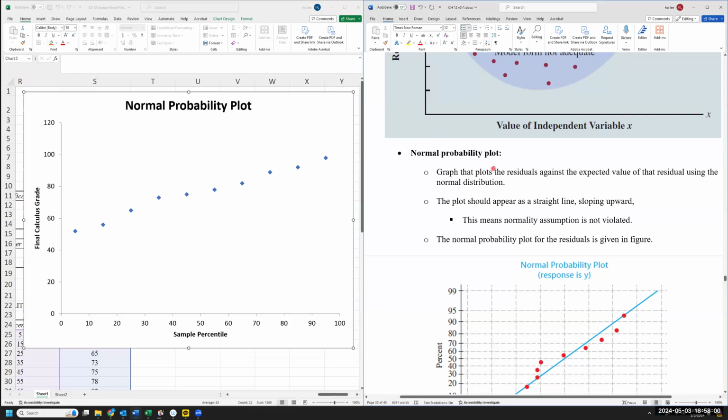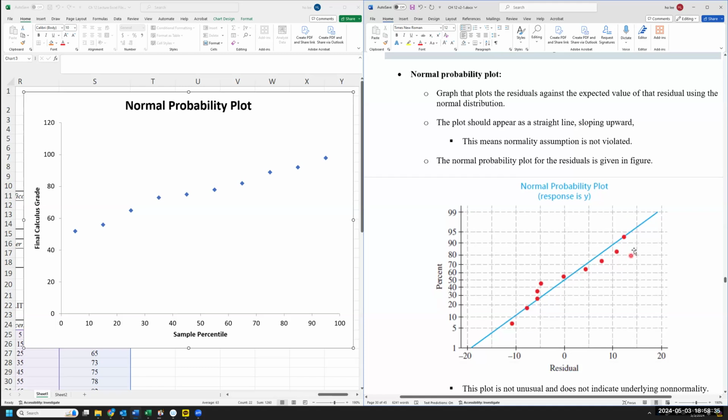The normal probability plot, which I've been calling the normal plot, is a graph that plots the residuals against the expected value of that residual using the normal distribution. The plot should appear as a straight line sloping upward. This means the normal assumption is not violated. So basically, what I want you to do is look for whether all the dots are fairly linearly related, on a straight line and upward sloping. That's what it looks like.